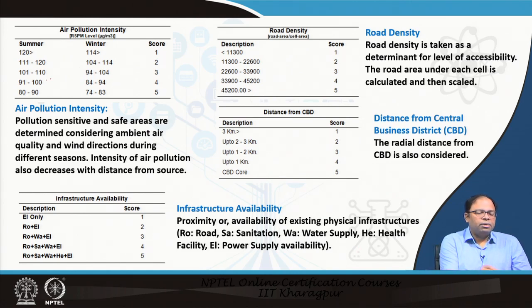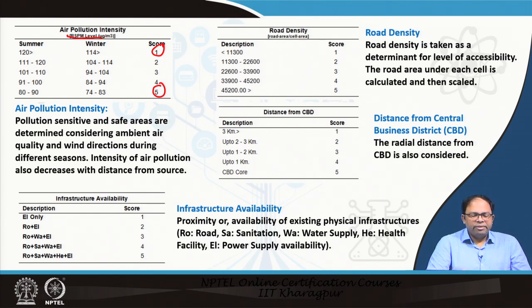So, we took the summer and winter pollution scores, and then based on this criteria at different locations, we gave the highest score where the least pollution was predicted, and where the highest pollution was predicted, we gave the lowest score. That was done using the respirable suspended particulate matter values.